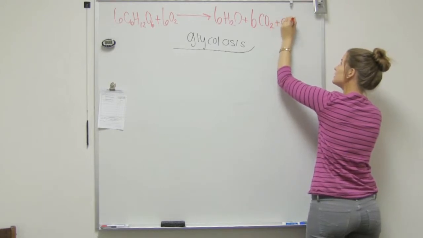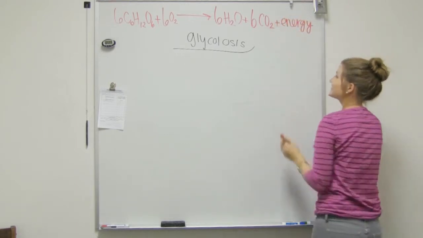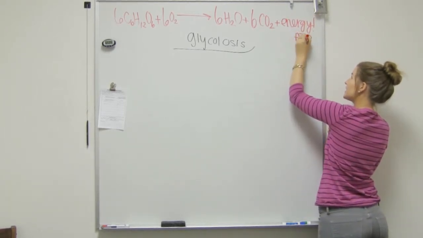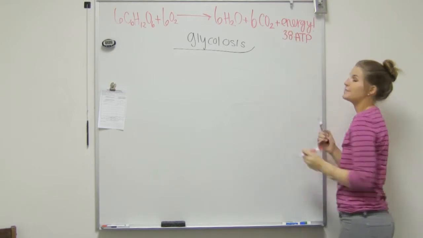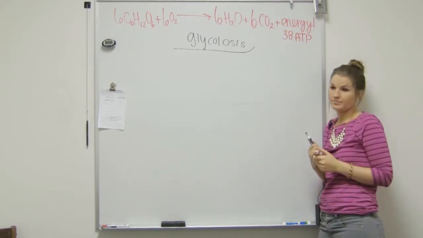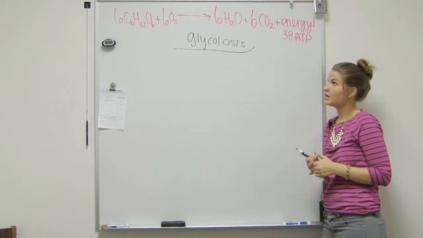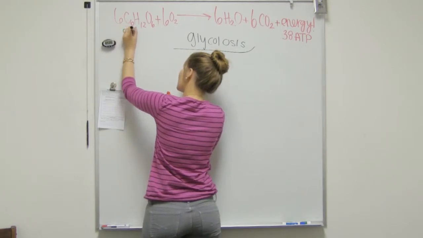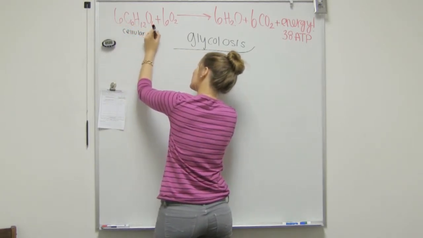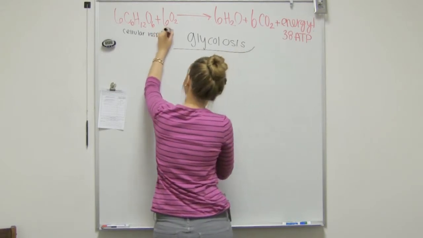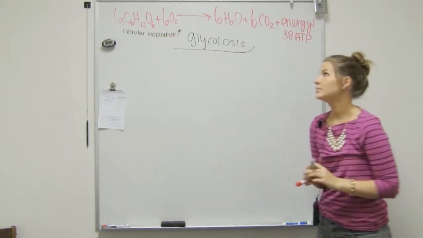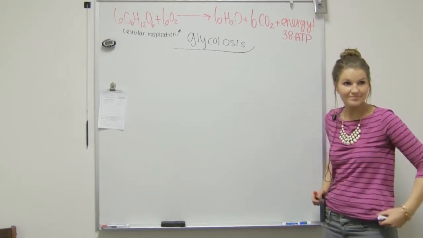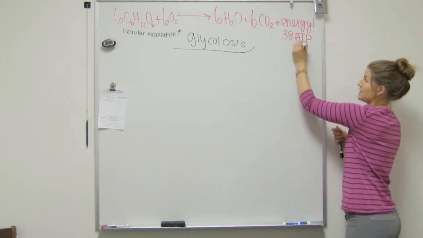Energy. And what's our energy source that we love and we use all the time? ATP. ATP is what fuels it. Your best friend. We're going to get 38 ATP. So this is glycolysis, right? This is the cellular respiration formula. Sugar and oxygen break down to carbon dioxide, water, and energy. And we're going to get some heat.